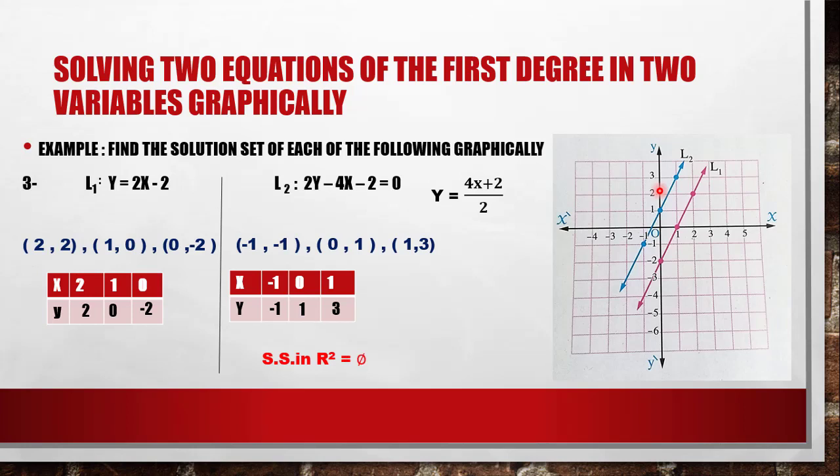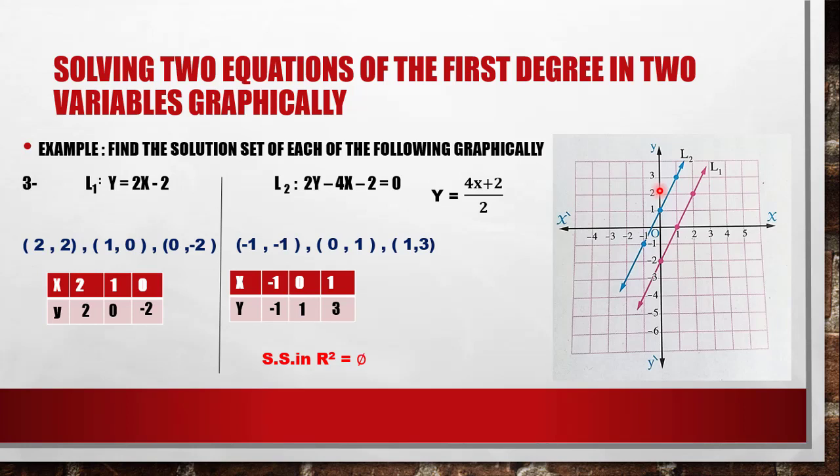Okay, so if you want to solve two equations in two variables of first degree graphically, we will draw two straight lines, each one representing one of the two equations. Then if the two straight lines intersect in one point, this point is the solution set. Then we have one solution.